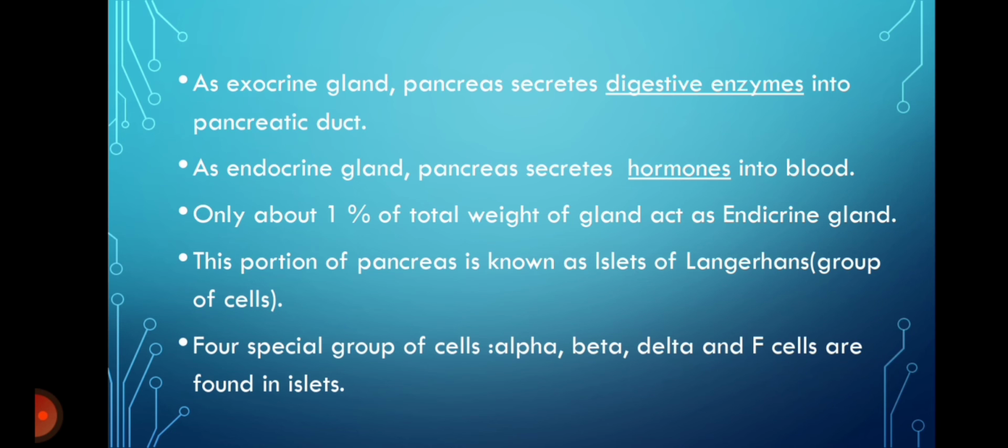As exocrine gland, pancreas secretes digestive enzymes into the pancreatic duct, and as endocrine gland, it secretes hormones into the blood. Only about 1% of total weight of gland acts as an endocrine gland, and this portion of pancreas is known as islets of Langerhans, that is, group of cells. 4 special group of cells are alpha, beta, delta and F cells. These cells are found in islets.